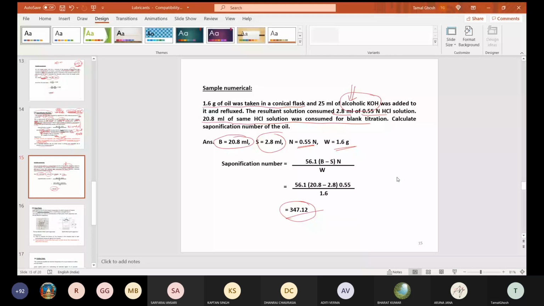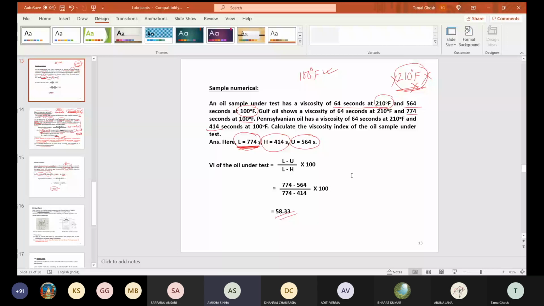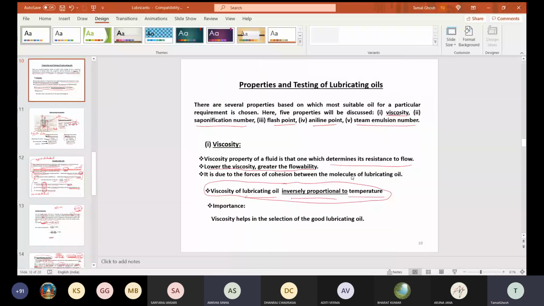Okay, so we'll stop here. Any question? So you said we use alcoholic KOH to solubilize the oil in KOH itself? Solubilize the oil in the same phase where KOH is present.